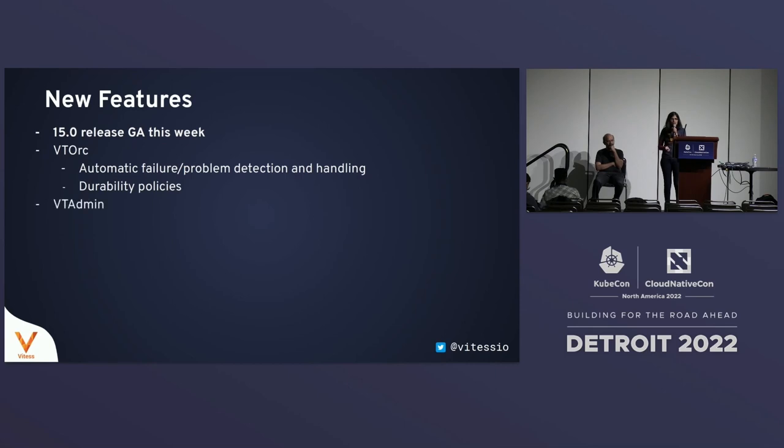The other thing that went GA in 15 is VTAdmin. This is the web UI that Rohit included in his demo. And this uses a structured gRPC API to the Vitess control daemon. And this is a more intuitive, easier to use web UI than what we used to have.